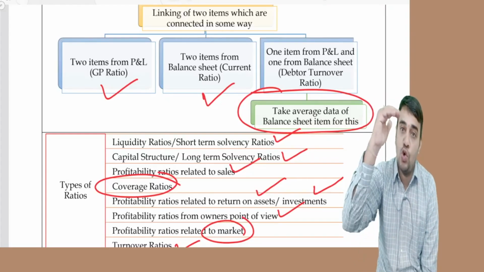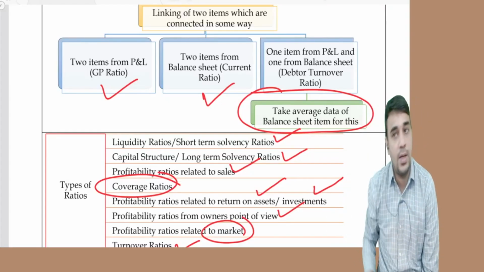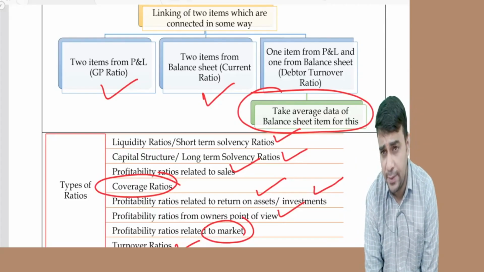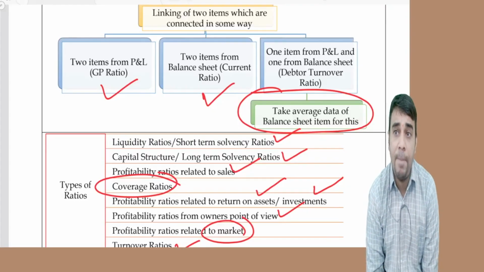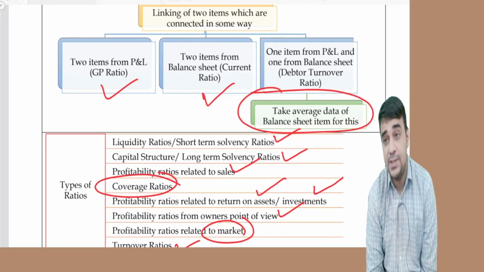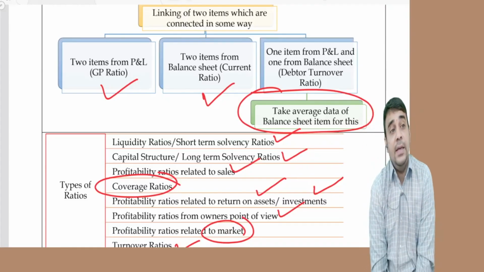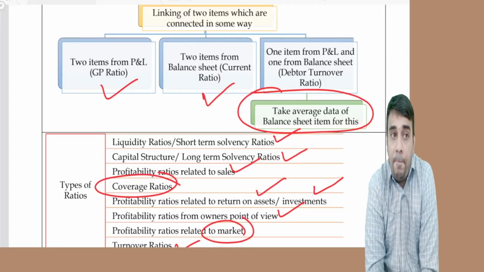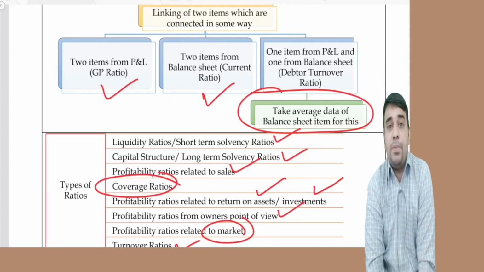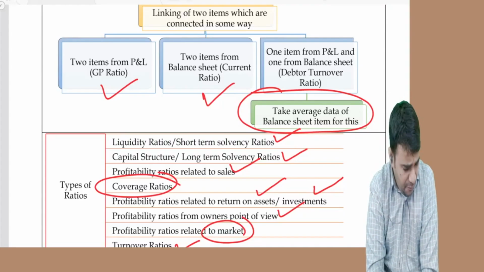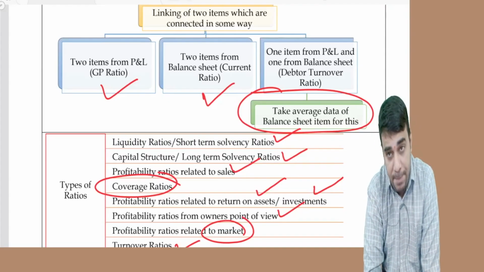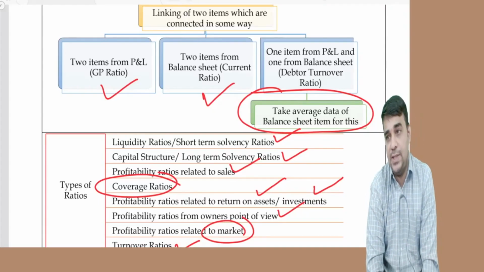Coverage ratio, source of making the payment divided by what is getting paid. Equity dividend coverage ratio formula, EAS by equity dividend. Preference dividend coverage ratio formula, PAT by preference dividend. Interest coverage ratio formula, EBIT by interest. Debt service coverage ratio formula, PAT plus depreciation plus interest divided by interest plus installment. Fixed charges coverage ratio formula, EBIT plus depreciation divided by interest plus installment.